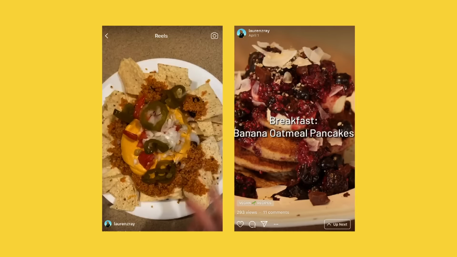And then right here, I have this reel of these nachos I was making. The recipe is in the description, so it adds value. It's fun to watch. I can also post that in my Insta story, and I can also post that in my feed. Then IGTV right here. With IGTV, you can put a clickable link in the description, which is amazing.